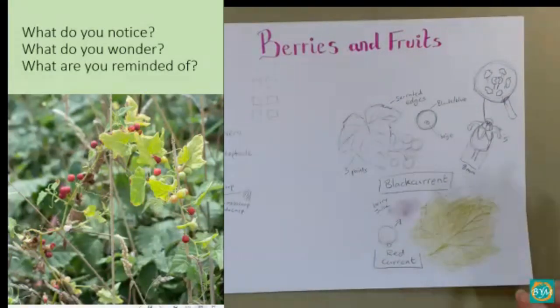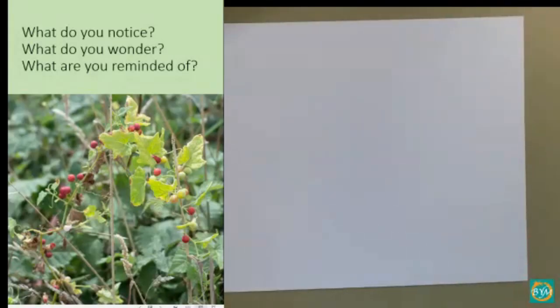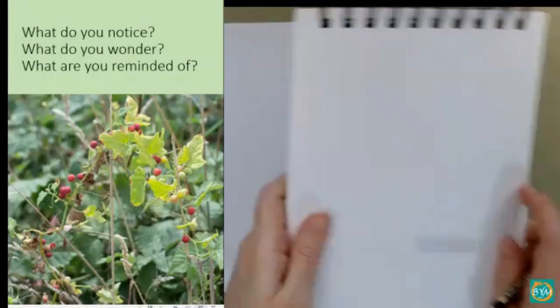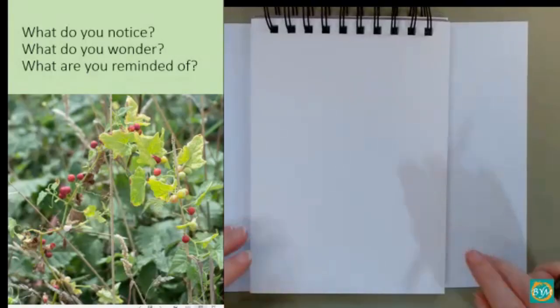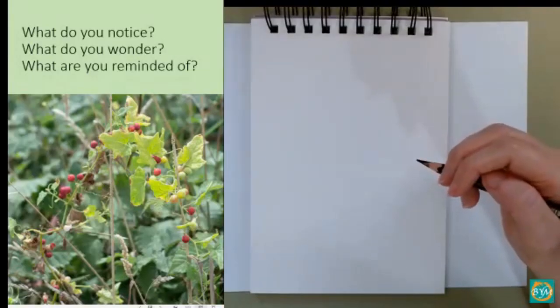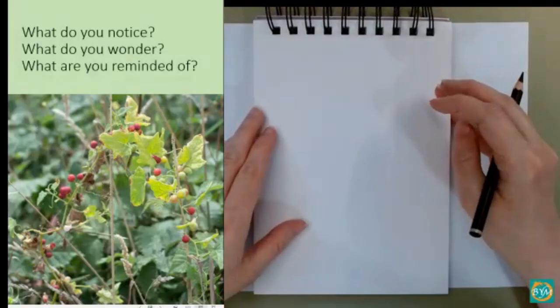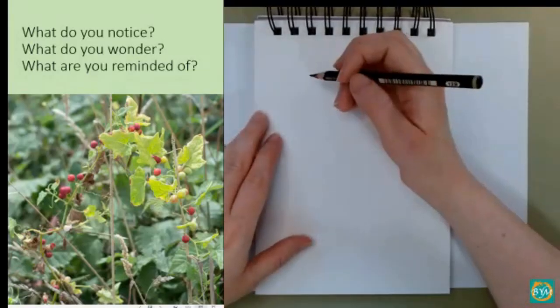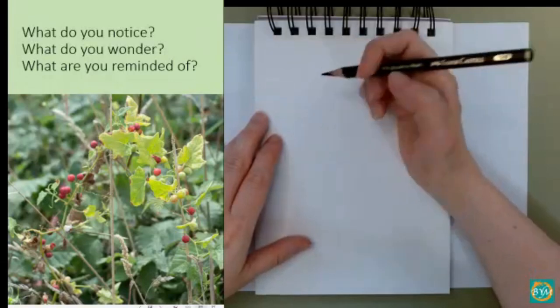Okay, so now we've had a bit of practice of that. Our next one, let's go through that process again and have a think. What do you notice about this plant? What do you maybe wonder about it? What are you reminded of? So I'll give you around about 2 minutes to draw and 1 minute to add some questions on that.